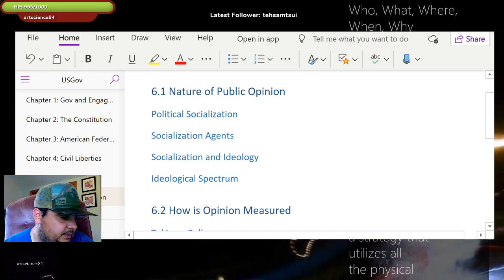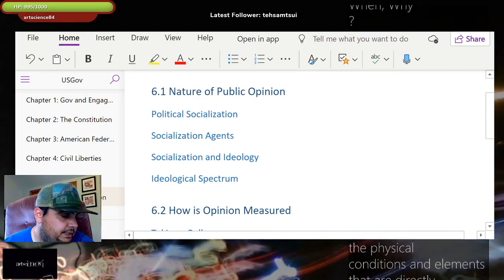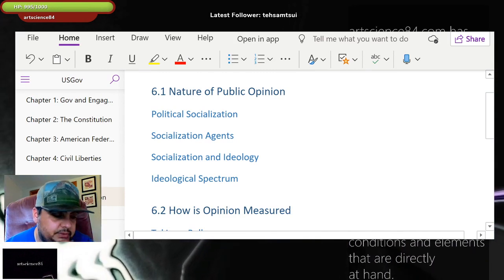Okay, beginning of the chapter. And the introduction sometimes has some information as well, so you want to read that.